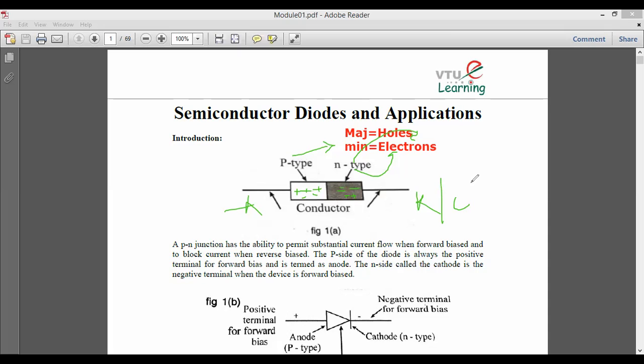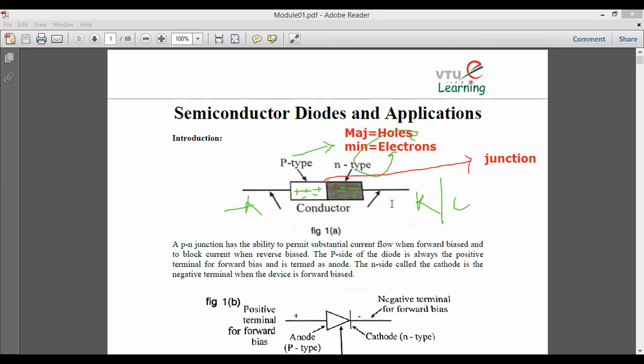Why is it called a p-n junction diode? This dark line in the middle here is nothing but your junction J. It has only one junction, so it is simply called a p-n junction diode. The construction of the diode needs to be studied first before studying the whole characteristics of the diode. So the normal p-n junction diode has two terminals, one is the anode and the other is the cathode. It has one junction.